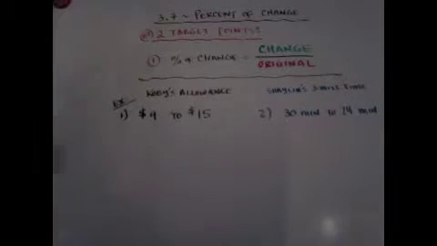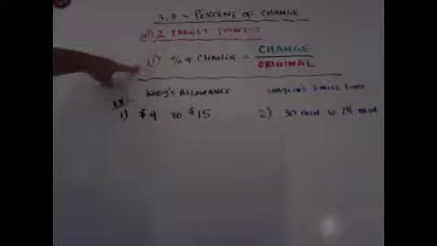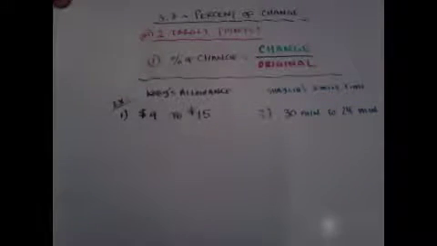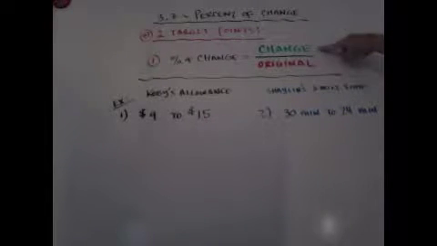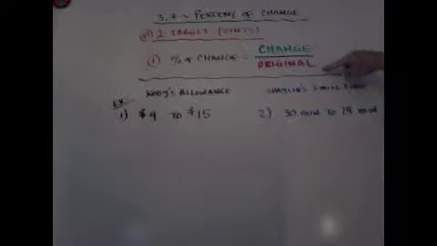The first target point is going to be percent of change, which is just simply the change of the two numbers over the original number. So it's a ratio or a fraction. You put the change or the difference of the two numbers over the original number. Okay? So I have a couple examples here.